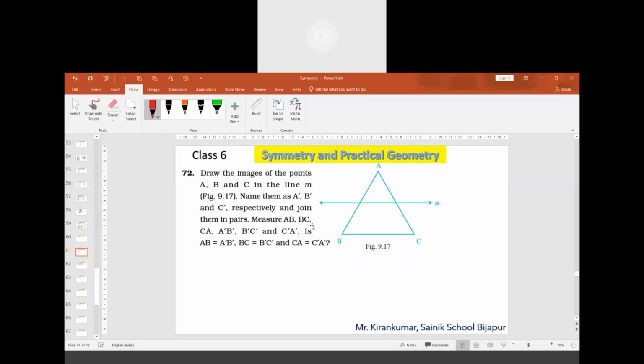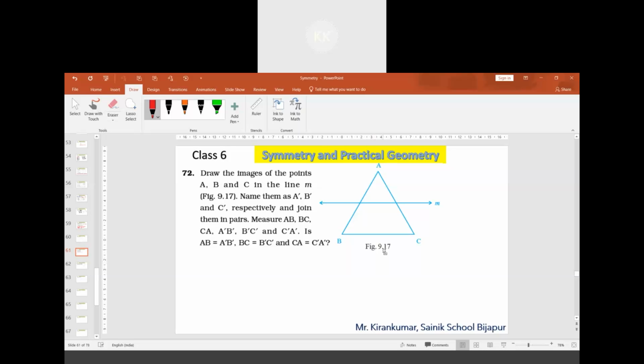72nd question: draw the images of the points A, B, and C in the line M, see the figure. Name them as A dash, B dash, and C dash respectively, and join them in pairs. Measure AB, BC, CA, A dash B dash, B dash C dash, and C dash A dash. Is AB equal to A dash B dash? Is BC equal to B dash C dash? Is CA equal to C dash A dash?